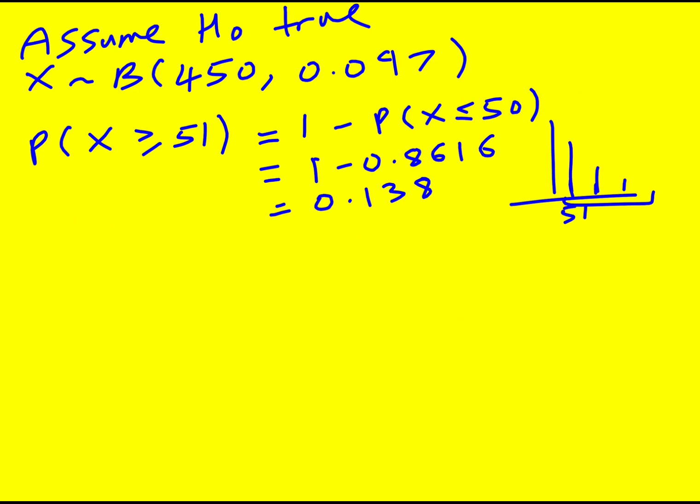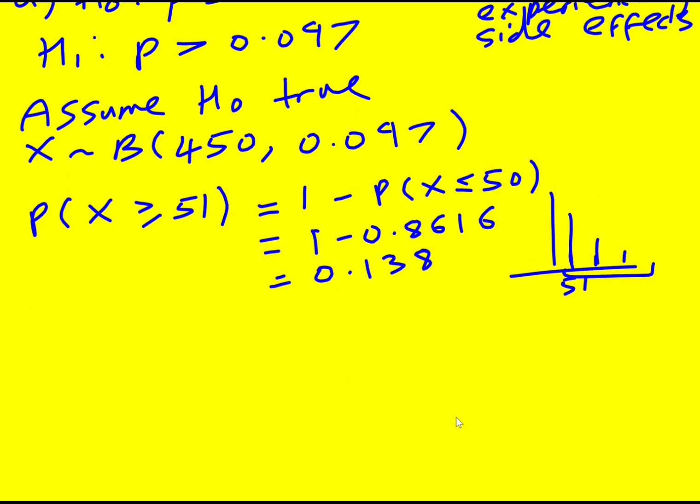Now that is our probability. It's about 13.8%. So it's reasonably high that this could have happened. And in fact, it is higher than the threshold, this 10%. So we're saying there is enough chance that it could have just happened due to natural variation. And therefore, we are going to accept H0.